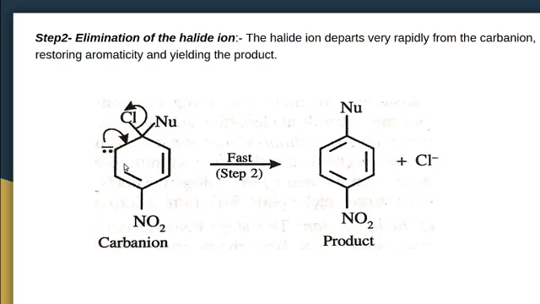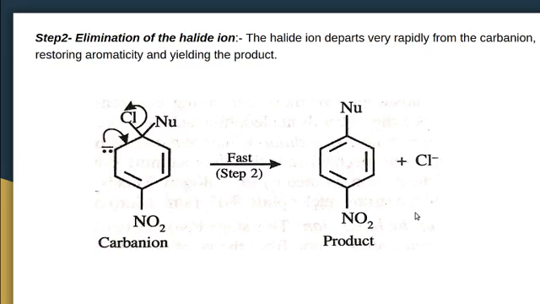This is the carbanion formed in the first step. So from this carbanion, the halide ion departs with this electron pair. Because of the shifting of this electron pair, it restores its aromaticity, forming the nucleophilically substituted compound.